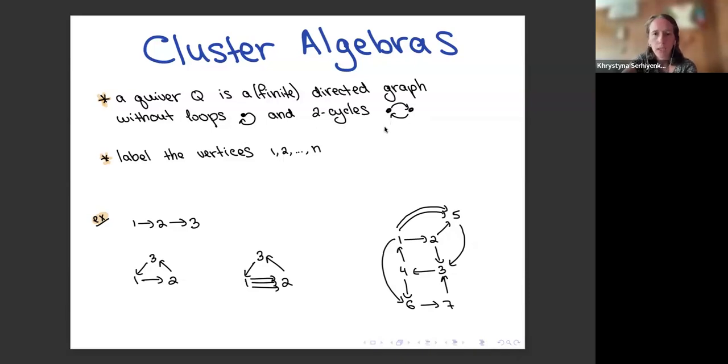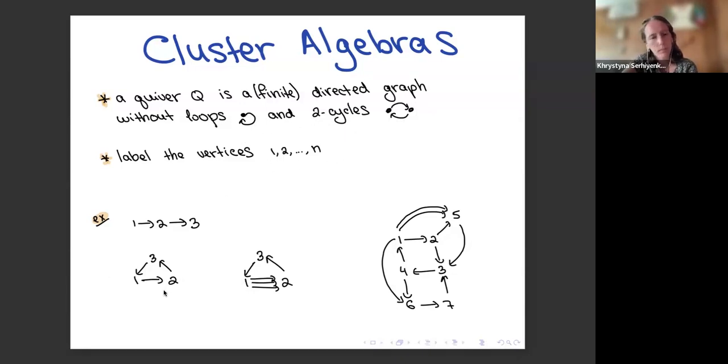A 2 cycle is a quiver where you have 2 vertices and you have arrows going in one direction and arrows coming back in the other direction. So these are not allowed. We are allowed to have multiple arrows between the same vertices, as long as they all go in the same direction. We don't like these cycles. Now, just as a convention, we're always going to label the vertices 1 through n.